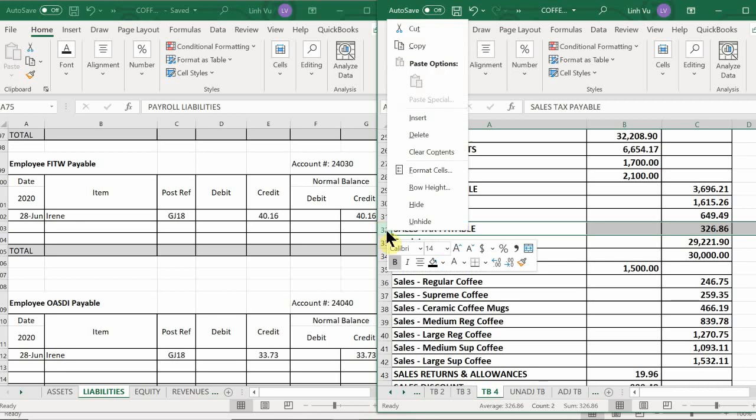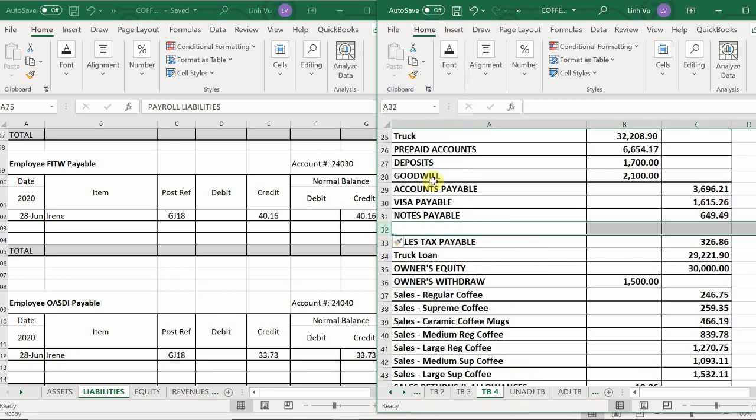I'm gonna right click and insert, and what that does is insert a row above it. Remember in Excel, if you want to insert a row, make sure you click the row number. If you're trying to insert a cell, then you have to click on the actual cell, letter A. But in this case, I want to add a row.